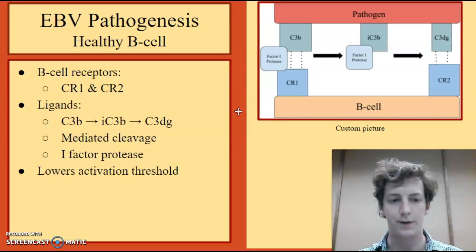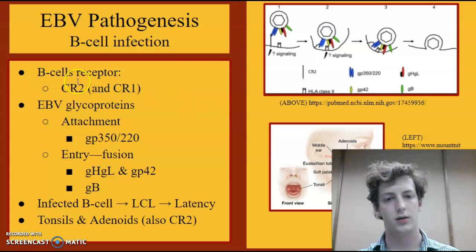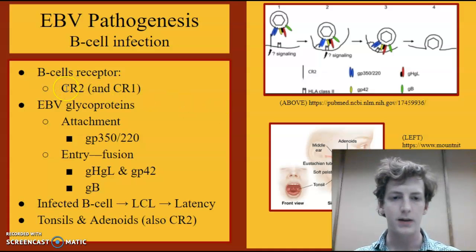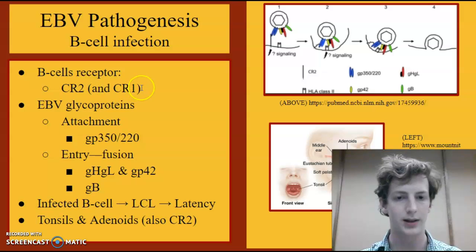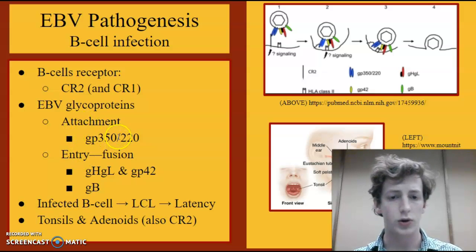However, in an infected B cell, what happens is, so EBV binds, it can bind to CR2 or CR1. It typically binds to CR2, which is why I put this one in parentheses. It's not as common. EBV glycoproteins, they're ones involved in attachment and entry. The ones involved in attachment are GP350 or GP220.